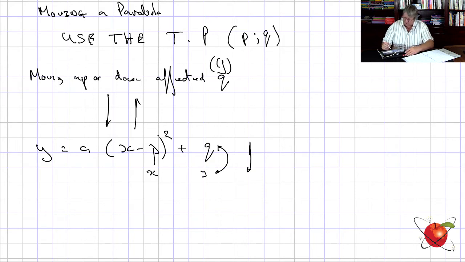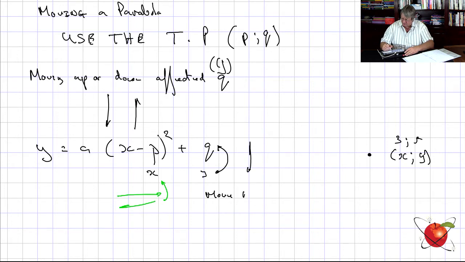What happens if we move to the left or the right? We're affecting the X coordinate. Let's just look at that on the side here. We've got an X and a Y. Let us say that point there is 3 and 5. Now here's the instruction: move A, 6 down and 8 to the left.